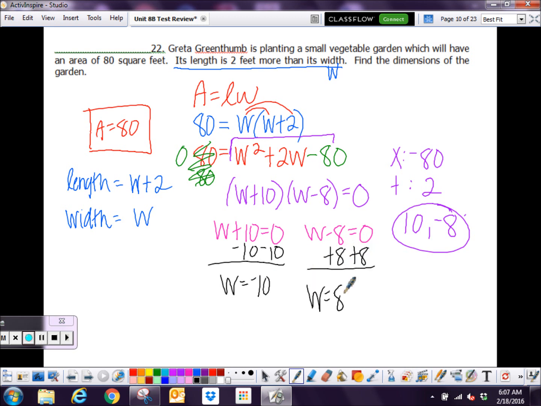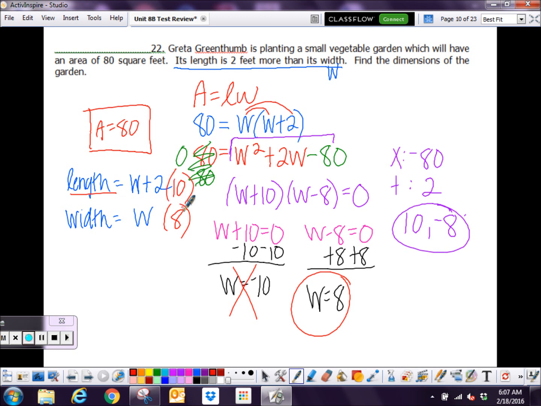W is 8. Now you have to think about this a little bit because we're talking about dimensions. And right now this is giving me two numbers for width. It's saying width could be negative 10 or width could be 8. Okay, well we all know that dimensions cannot be negative. So negative 10 doesn't work. So our width is 8. And then how would we get length? Look back at the length. We said length is width plus 2, which means it's 8 plus 2, which means it's 10.